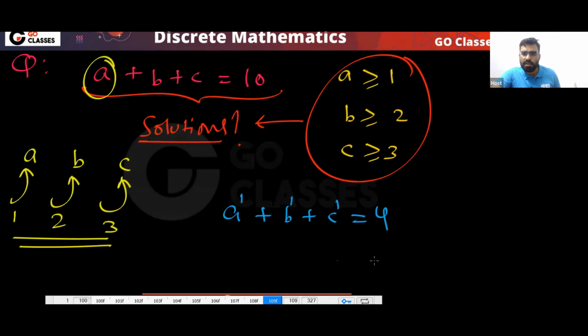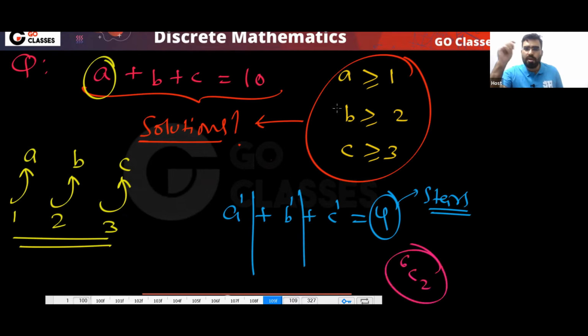Very simple. Now the answer will be, these are the chocolates. These are your stars. And you have total 2 bars. There will be total 2 boundaries. So the answer will be 6C2. Very simple, yes or no? Because this kid must have at least 1 chocolate, this kid should have at least 2, and this kid should have at least 3 chocolates. So directly give 3 chocolates to this kid. Very simple.